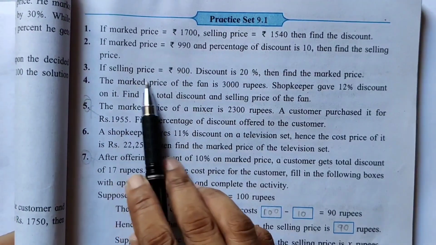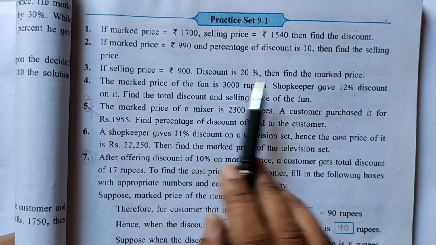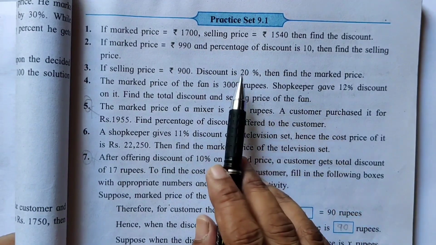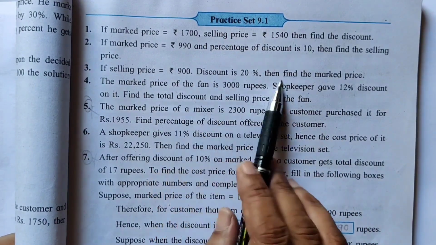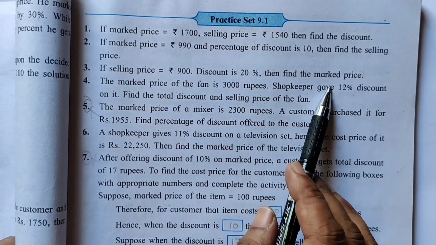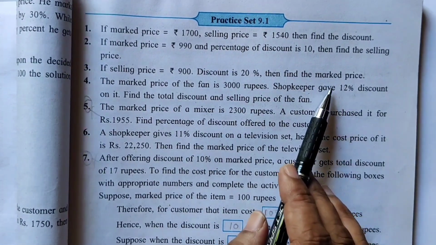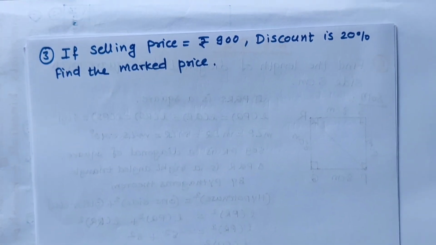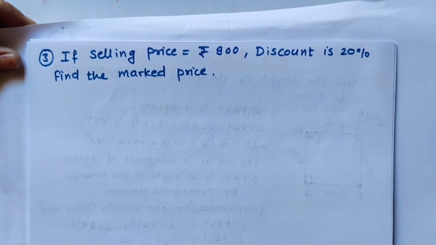Question number 3, selling price is given, discount percent is given, we have to find out the marked price. So from discount percent and selling price, directly marked price cannot be found out. We have to imagine the marked price as rupees X. So let us see how to solve this. We first write down whatever is given to us.